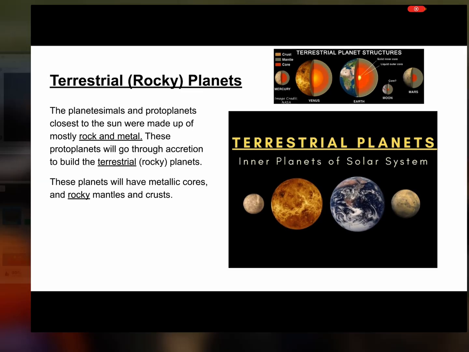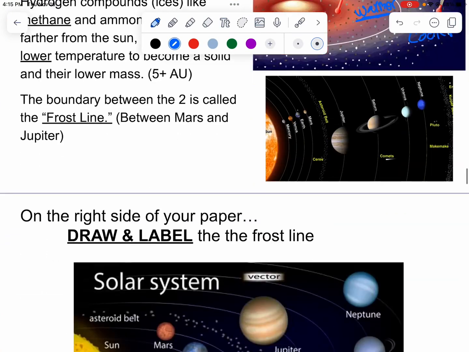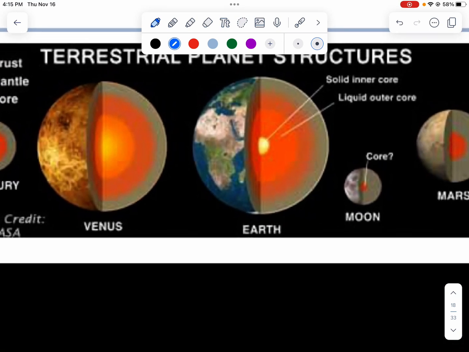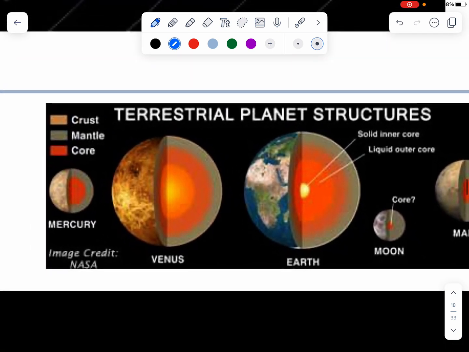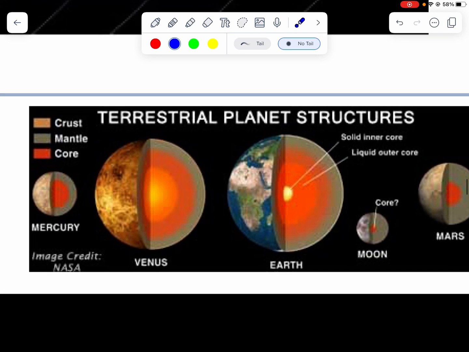As you can see in the picture here, I'm just going to use Earth as an example. We have a solid inner core that's made up of iron, and then we have a solid rocky crust on the outside of the Earth. So we have that core, mantle, and crust on these rocky planets.